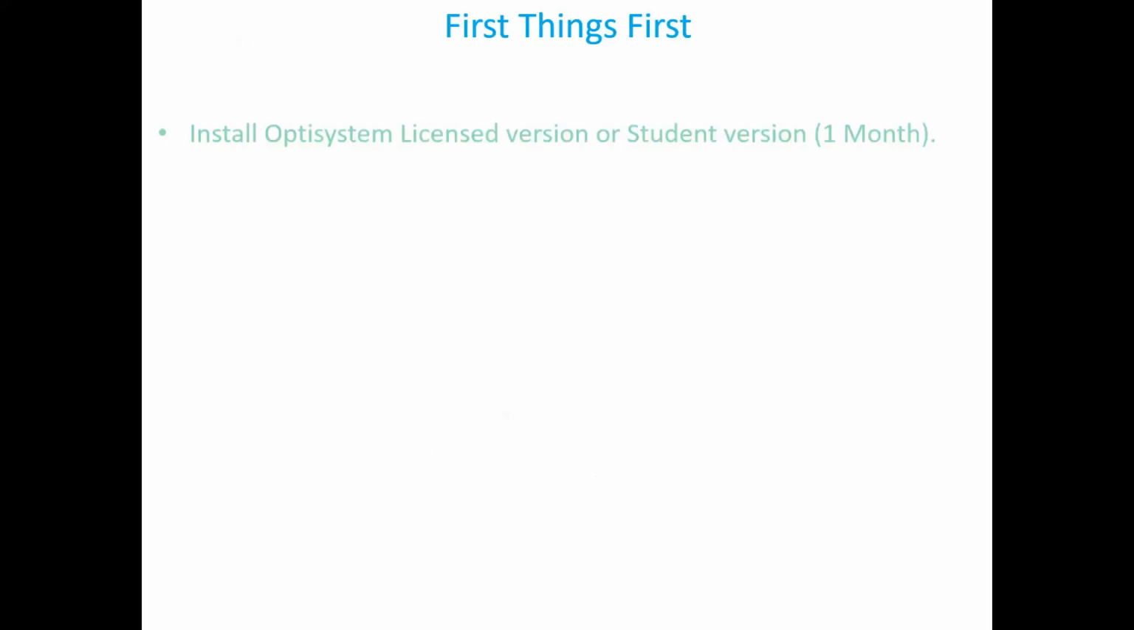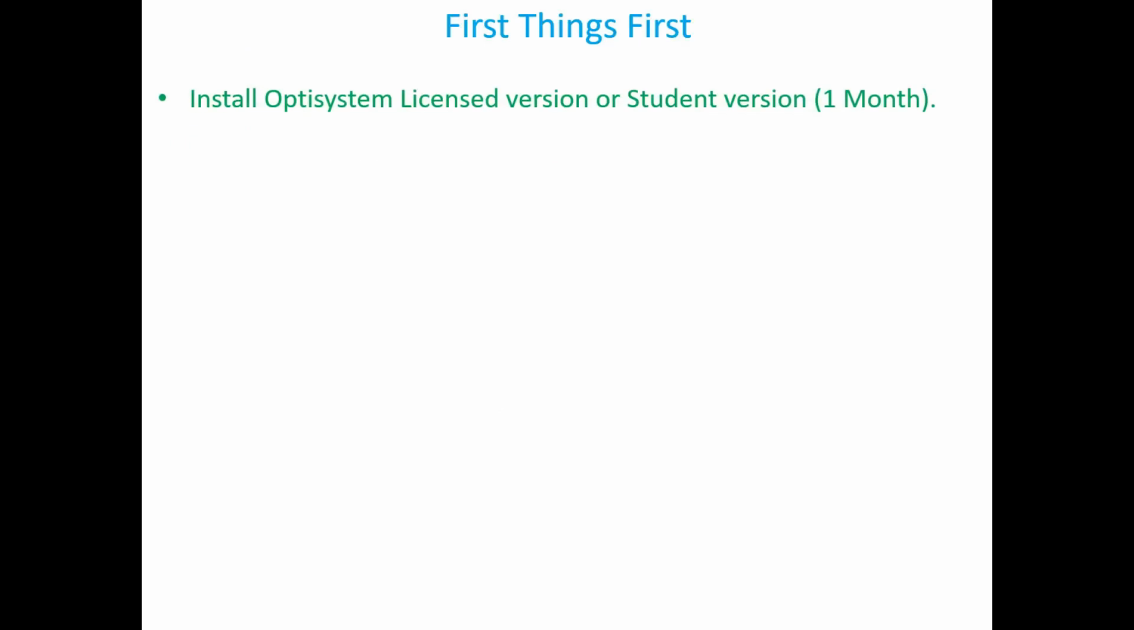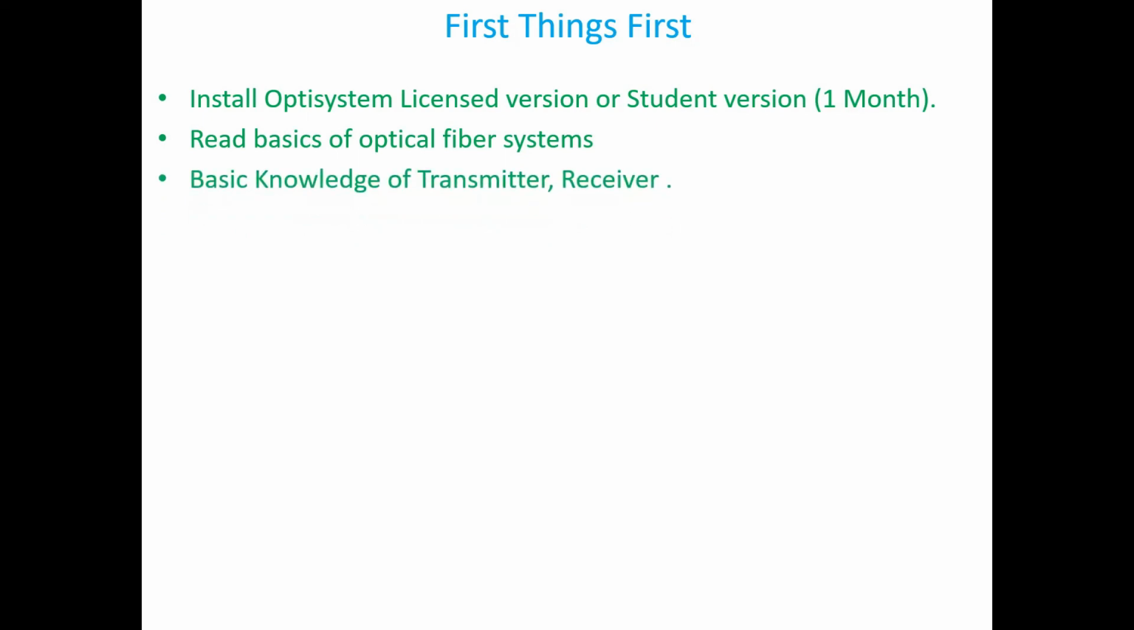Okay, so first thing, you are supposed to install the Optisystem licensed version or student version on your machine. Then you are supposed to read the basics of optical fiber systems. You should have basic knowledge of transmitter and receiver design. You should be aware of these terms: bit error rate, quality factor, and all other related parameters.